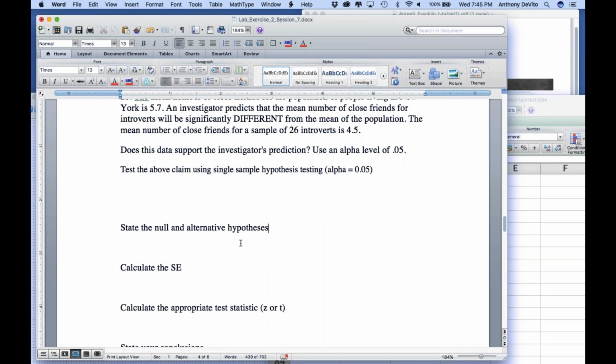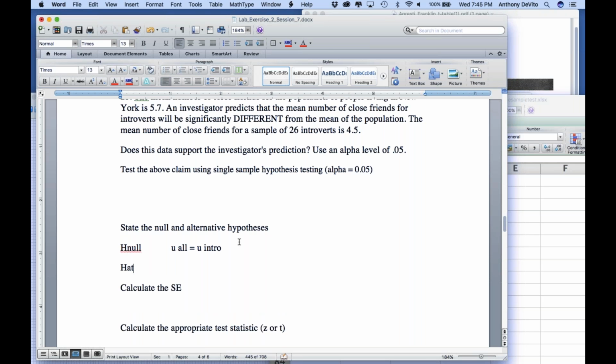Well, our null and alternative hypothesis are H null. Trust me on this, I'm getting there. My null hypothesis is that the mean number of friends for the general population is equal to the mean number of friends for introverts. My alternative hypothesis is that they're different, that the mean number of friends for all people in New York City is different than, not equal to, the mean for introverts.